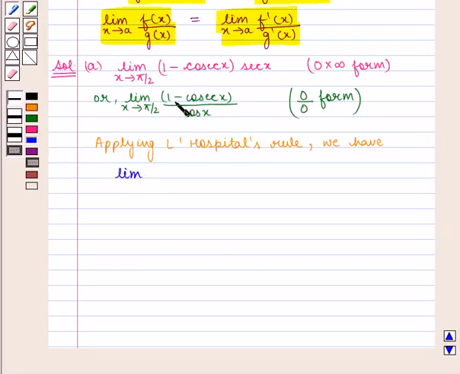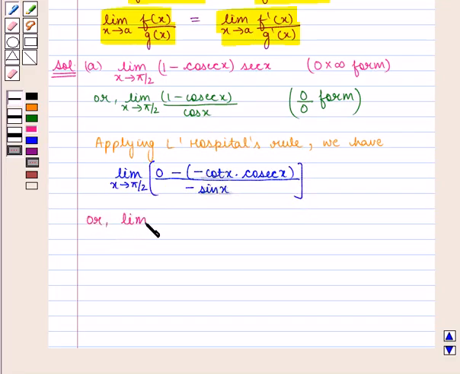limit differential of the numerator with respect to x, that is differential of 1 minus cosec of x with respect to x. We have differential of 1 with respect to x is 0 minus of differential of cosec of x with respect to x is minus of cot of x into cosec of x, upon differential of cos of x with respect to x, that is minus of sin of x, as x tends to pi by 2. And this can be written as limit cot of x into cosec of x by minus of sin of x as x tends to pi by 2.